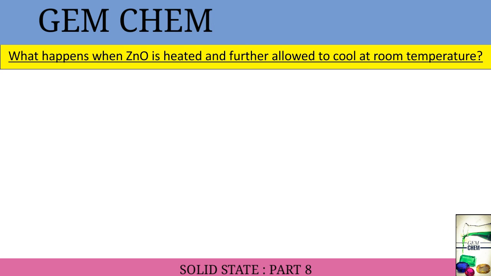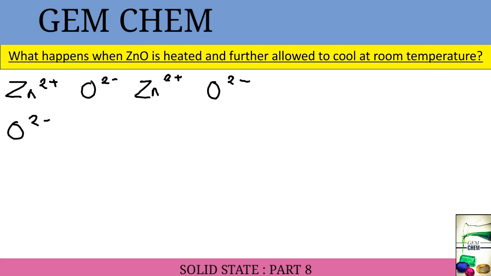Now we will deal with the most important question: what happens when ZnO is heated and further allowed to cool to room temperature? We have to answer this question, and this question often comes. So right now we are first concerned with drawing the lattice. We draw the lattice as Zn2+, O2-, then Zn2+, then O2-, right? And again O2-, Zn2+, and O2-, Zn2+.